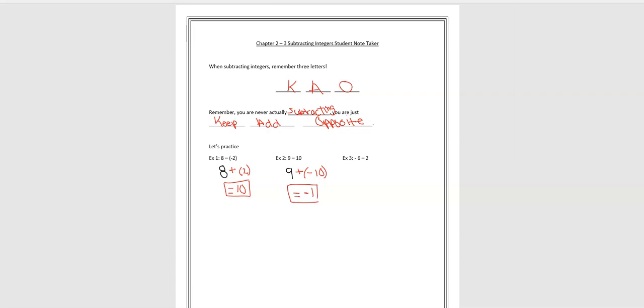Okay, let's do example 3. This is a negative 6, so I'm going to keep my negative 6. I'm going to change my subtract to an add. And what is the opposite of 2? Negative 2. So is this same sign or different? They are the same sign. So we're going to add and keep the negative.